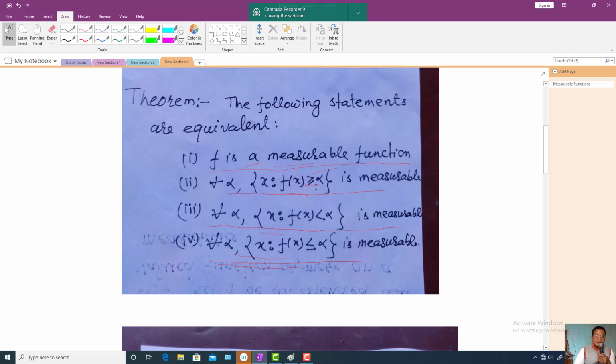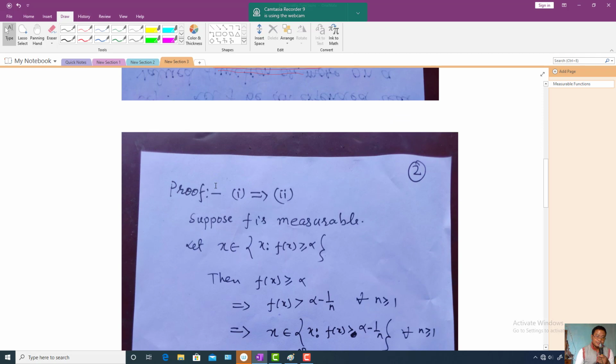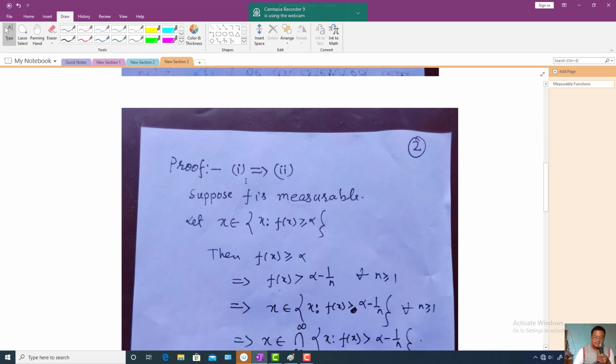Okay, so now let us prove the first implication, that is 1 implies 2. What is 1? Statement 1. We have to assume statement 1 and prove statement 2. Statement 1 is that the given function f is measurable. Now we are going to say that statement 2 is also true. Let us assume statement 1 is true. Suppose f is measurable. Then let x be a point of this set.